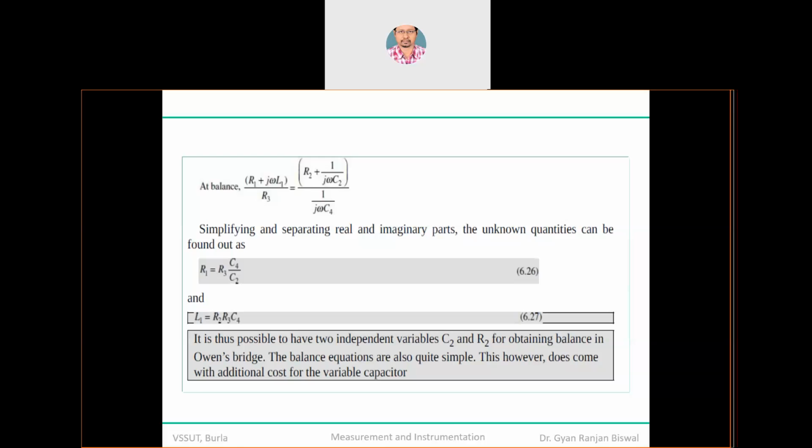Okay, and it is simple also. So that means the construction of the bridge will be simple. That means it will be cost effective. Okay, but what happened?